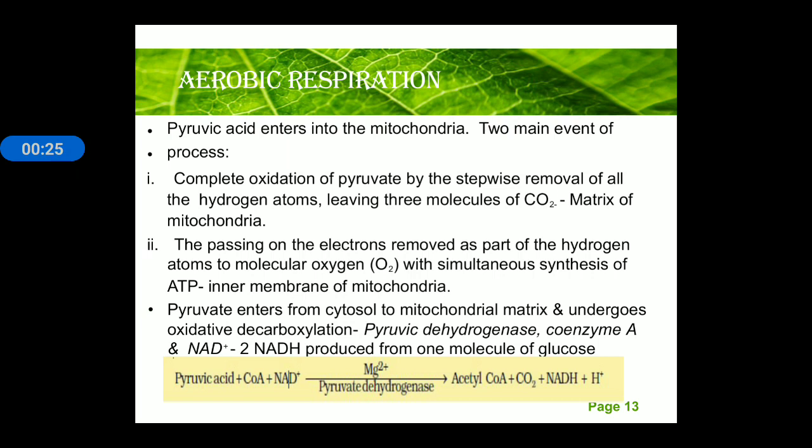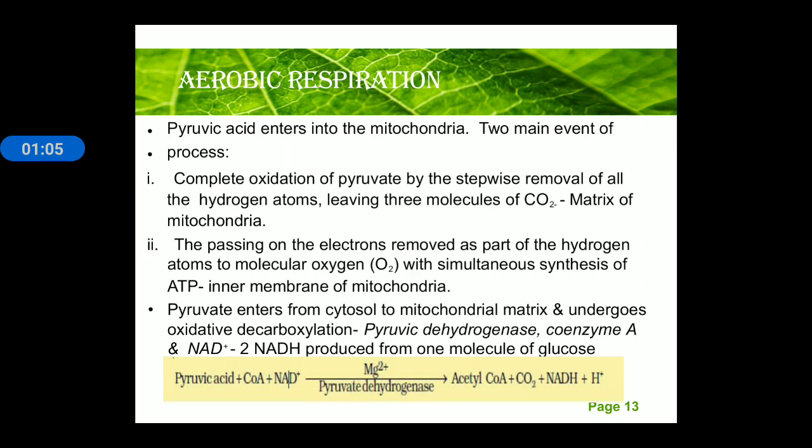Pyruvic acid enters into the mitochondria, and here pyruvic acid is completely oxidized, which will lead to the production of carbon dioxide. Pyruvic acid will be converted into carbon dioxide plus energy. The first process is the complete oxidation of pyruvic acid by the stepwise removal of all hydrogen atoms, leaving 3 molecules of CO2, which takes place in the matrix of the mitochondria. Second, the electrons are passed from the hydrogen atoms to molecular oxygen with the simultaneous synthesis of ATP in the inner mitochondrial membrane.